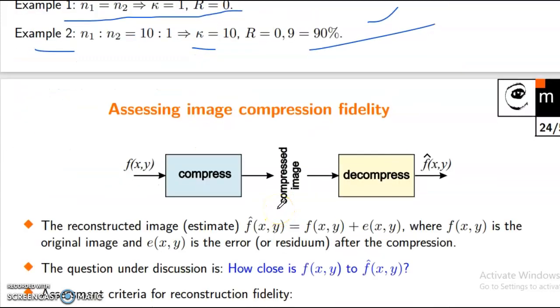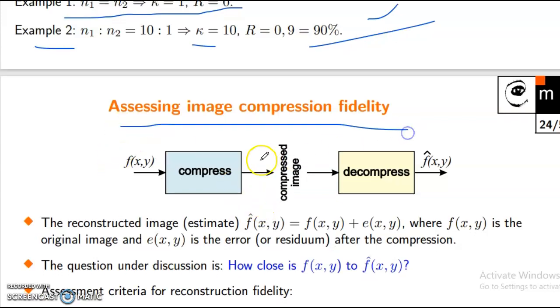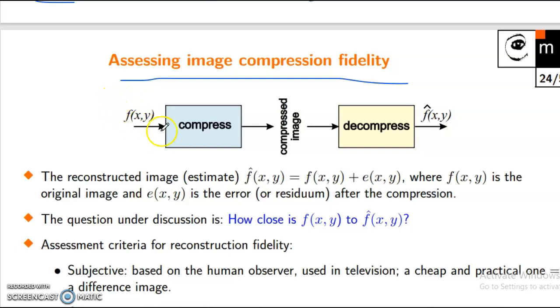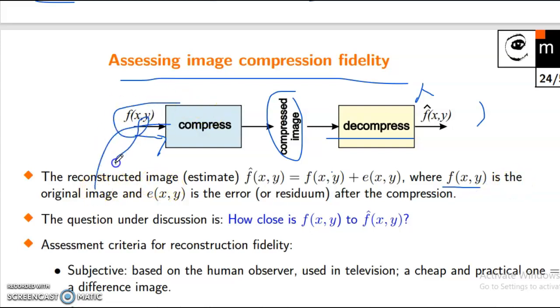Assessing image compression fidelity. f of x,y is the input to the compressor. After compression, the image is decompressed. The reconstructed image is estimated as f cap of x,y equal to f of x,y plus e of x,y, where f of x,y is the original image.